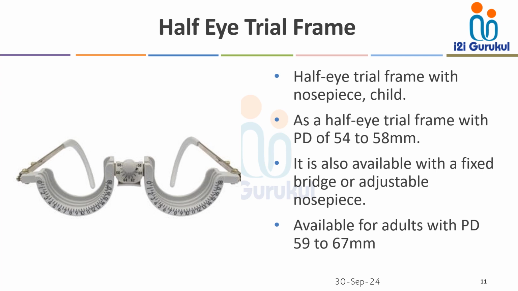Friends, moving towards the half eye trial frame. The half eye trial frame with the nose piece, we can use in children, and it has a PD adjustment option from 54mm to 58mm. Also, it has a fixed bridge or an adjustable nose piece. And it is available for adults with a PD of 59mm to 67mm.